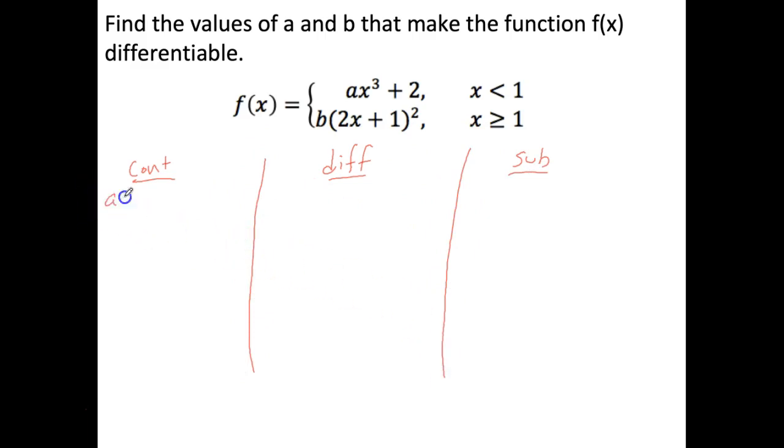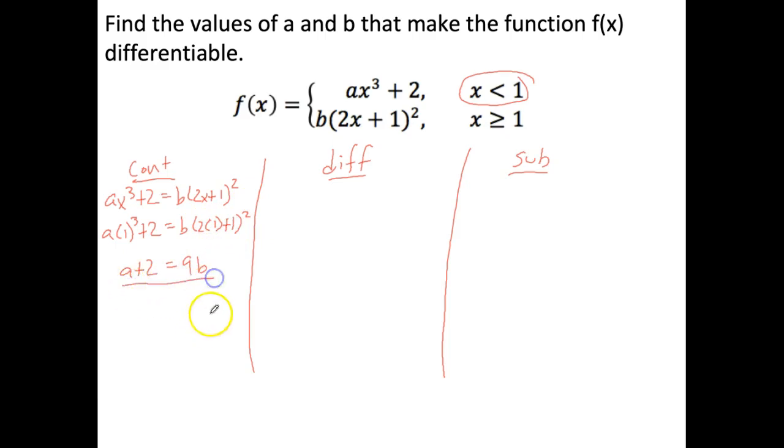First one, ax cubed plus 2 equals b times (2x plus 1) squared. Now I'm going to be plugging in an x value of 1 into all this. Okay, so we got a times 1 cubed plus 2 equals b times (2 times 1 plus 1) squared. Okay, this is going to leave us with a plus 2 equals, this is going to be 2 plus 1, 3 squared, 9b. And I'll leave it like that. I'll just stop right there. Okay. Now let's do the differentiable portion, the slopes.